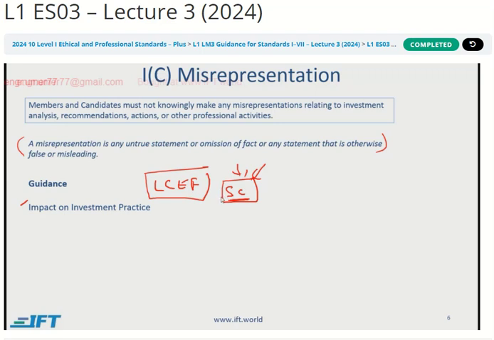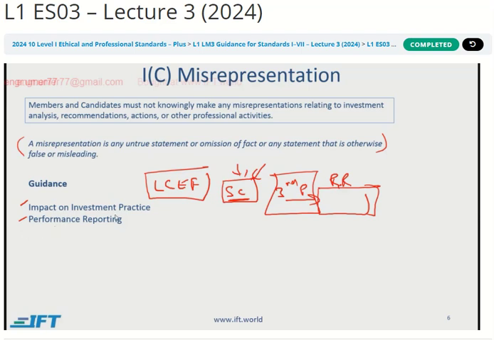Members and candidates also need to be careful when incorporating third-party information. The point here is straightforward. When issuing a research report, you might be using third-party information. If this third-party information has some misrepresentation in it, and that then becomes part of your report, then you are responsible for what is being published. So be very careful about the information that you include. Make sure you do the due diligence to ensure that there is no misrepresentation in the third-party material that you are using.